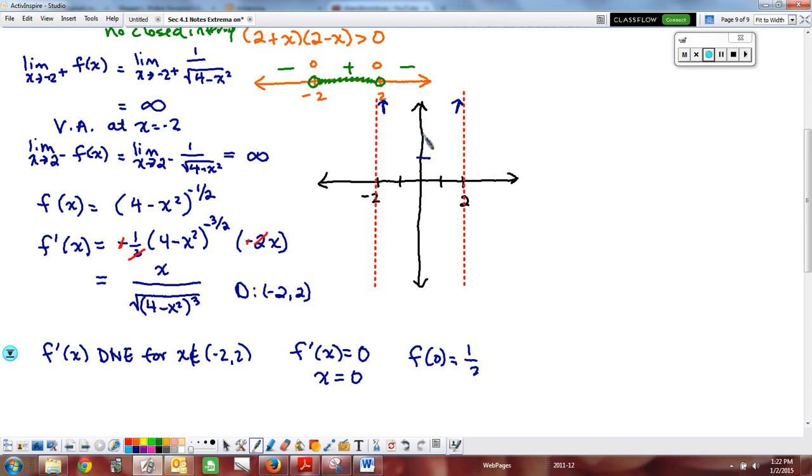So here's my 1, 2. So we're down here at that point. Now, more than likely at this point, you're going to say, hey, this is going to be a global minimum on this graph. We've learned some things about this graph.